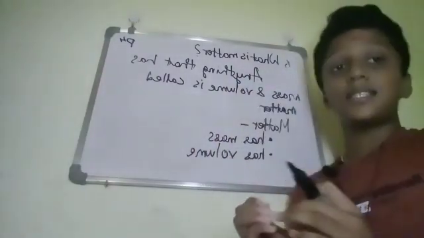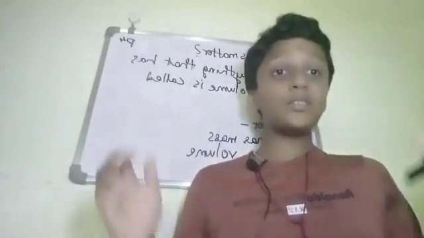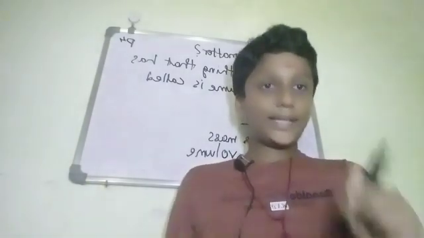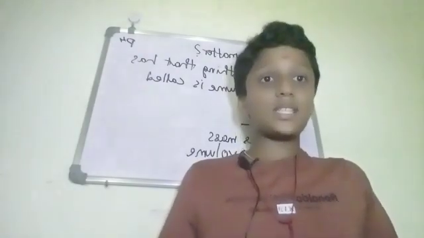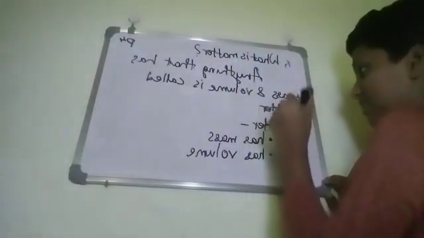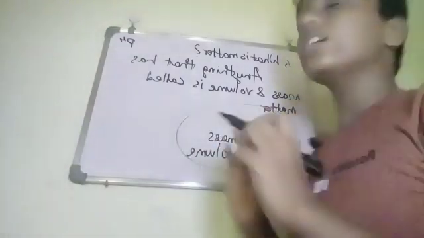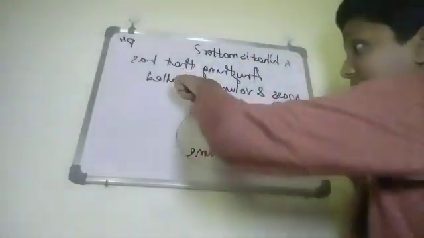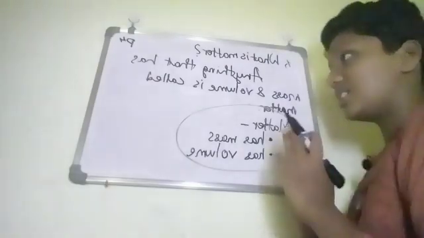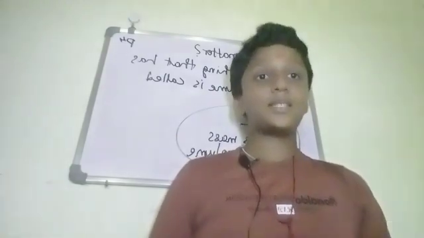If the question is what is matter and give the two properties of matter, and these two questions are merged into one question, you should write the definition as well as the properties like this. Then only you will get the mark. Not just any one. So this is how you can answer this question.